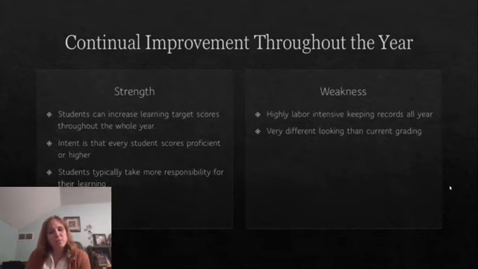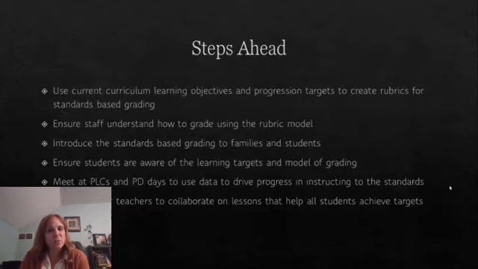So no matter what system we put in place and how we want our standards-based grading to look, we really have to understand where we're going with this and what we want. Some other steps ahead is we want to use that current curriculum, learning objectives, and progression targets to create these rubrics for standards-based grading and ensure that staff understands how to grade using that rubric model. We want to introduce this standards-based grading to our families and our students. We want to give them that foreloading.